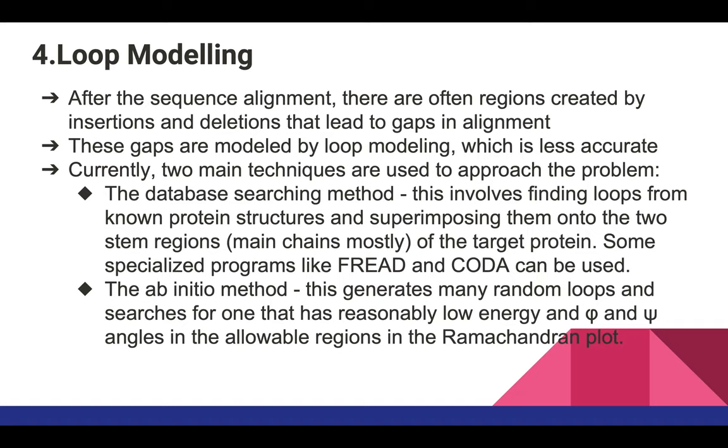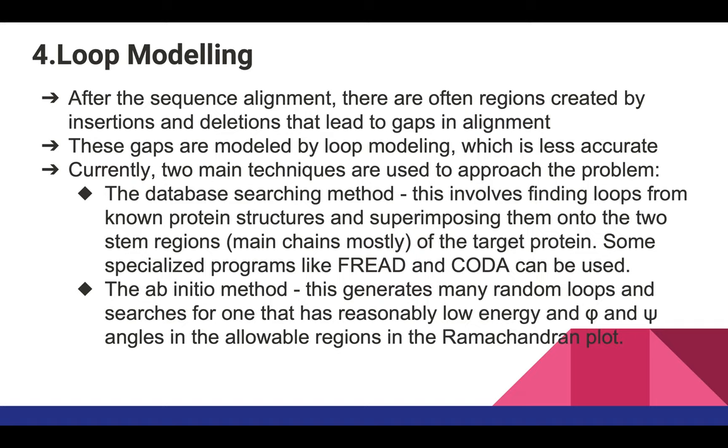Currently there are two main techniques used to approach or overcome the problem. The first one is the database search method, which involves finding loops from known protein structures and superimposing them onto the two-stem region, of course the main chain. Some specialized programs like FREAD and CODA could be used, but in a lot of the online versions, usually they don't have it incorporated.